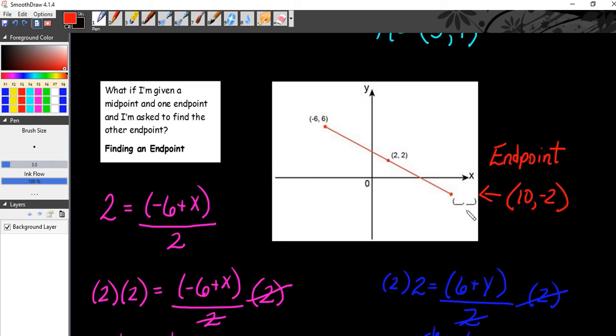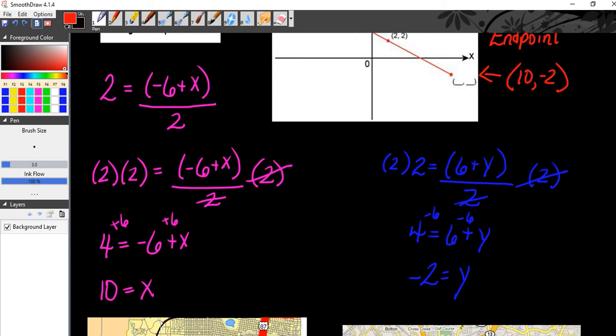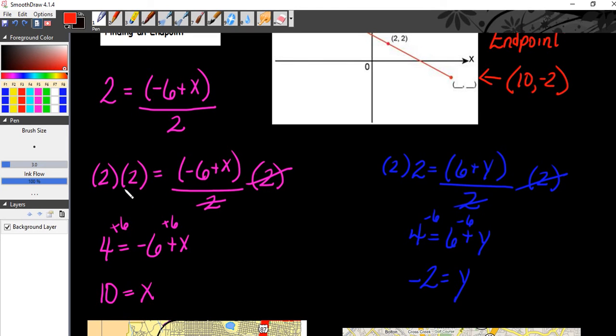So let's work with our x's first. If I know that 2 is the midpoint of my x coordinates, I'm going to plug that into my midpoint formula and find my missing other endpoint. So 2 is actually equal to this -6 plus whatever my other endpoint x value is. So I just put x divided by 2. And I used my algebra skills, multiplied both sides by 2 to get rid of my fraction, then added 6 to both sides, and I found that the x coordinate of the endpoint is 10. Not the midpoint, I'm sorry, the endpoint. Sorry about that. Endpoint.